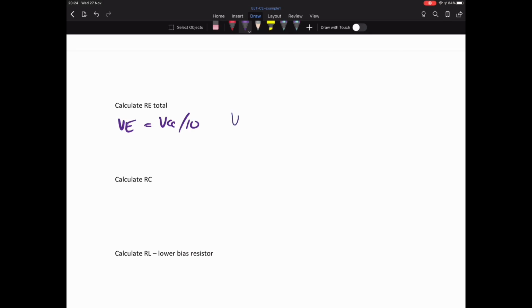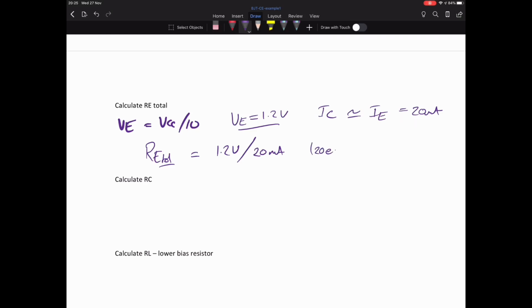Okay, so if we do that, we've now got a relatively small value for the emitter. The collector current is approximately the same as the emitter current if beta is significantly large, which it is, so we can say that the emitter current is 20 milliamps, the same as the collector. So RE total, the total bias resistance, is 1.2 volts divided by 20 milliamps. And then I believe that number comes out.